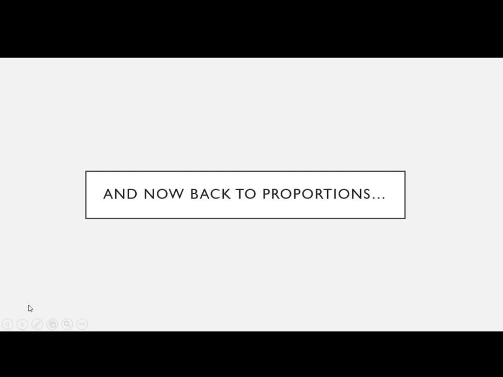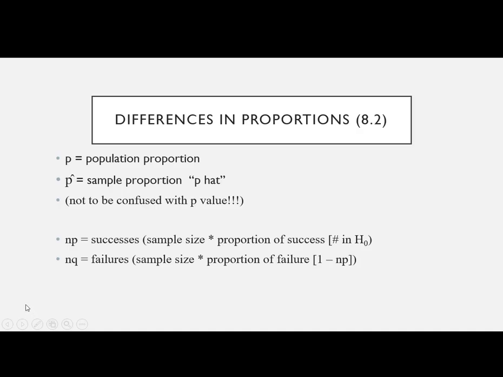Okay, and now back to proportions. I'm just going to cover this very briefly because we're not going to do this very often. So from section 8.2, just some vocabulary. P is equal to the population proportion. P hat, which should really be on top of the P, but it's difficult to make it do that in PowerPoint, is the sample proportion called P hat, and it's not to be confused with the P value. So your successes is the sample size times the proportion of successes, and your failures is N times Q, or 1 minus P.